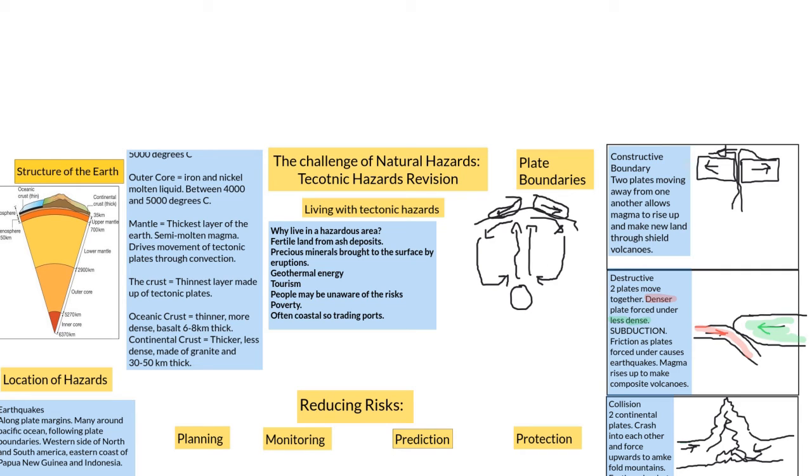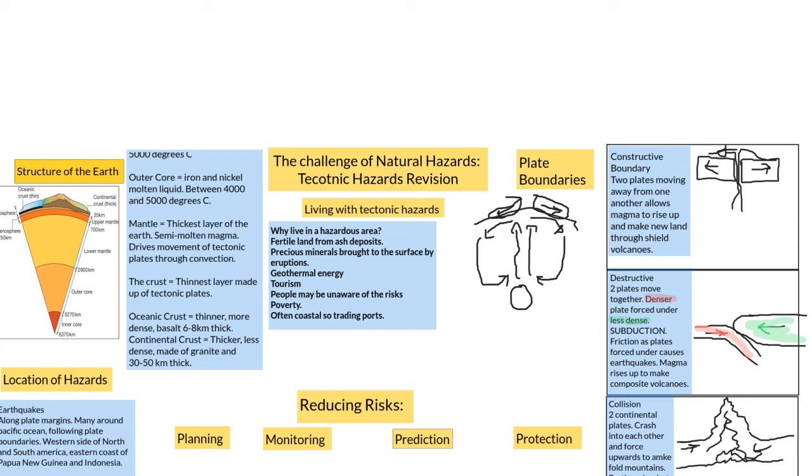So why do people live in tectonically hazardous areas? Well, there are a couple of reasons. And the first reason is that there is more fertile land from the ash deposits of volcanoes. Now, this means we can grow more crops, and it makes it a much better place for farming. Second reason, precious materials and minerals are brought to the surface by eruptions. We can use the geothermal energy from the magma in these volcanoes to create cheaper and more reliable renewable energy sources. People love these dramatic landscapes that our tectonic processes cause. For example, Iceland. So tourism is a big draw and it employs a lot of people.